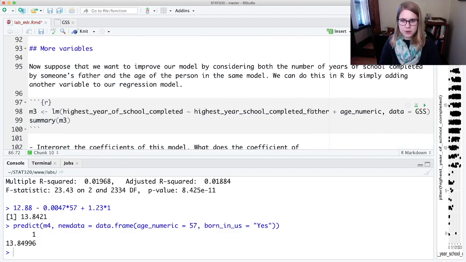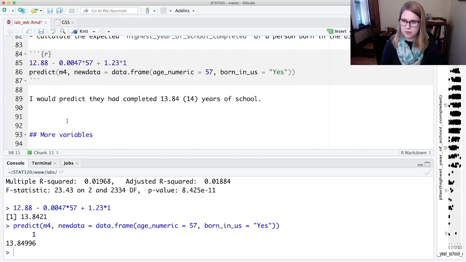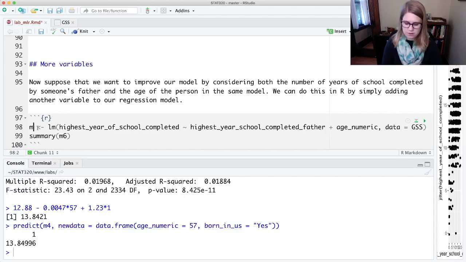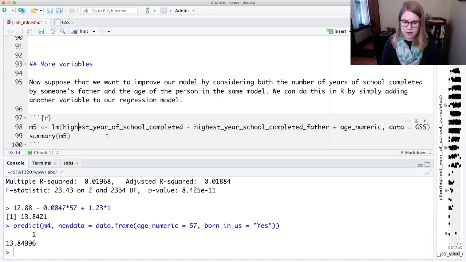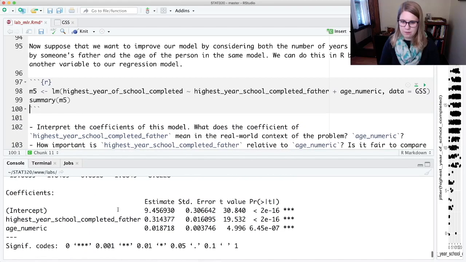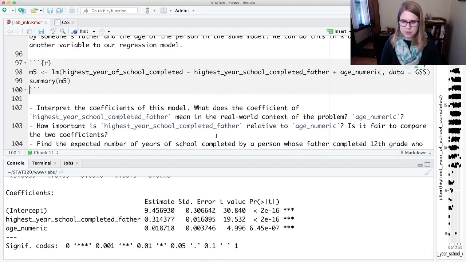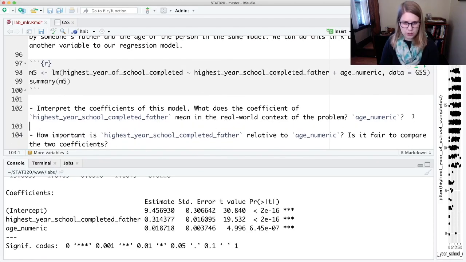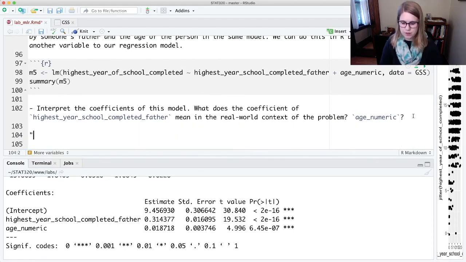All right, if we wanted to, we could consider both the highest year of school completed by the father and the age numeric. I think I'm gonna change this, I'll make it M5, just to keep it consistent with my numbering scheme. All right, so now I've got some different coefficients, and then we could interpret those coefficients as well. So I'd encourage you to take a stab at this before you look at how I interpret the coefficient.